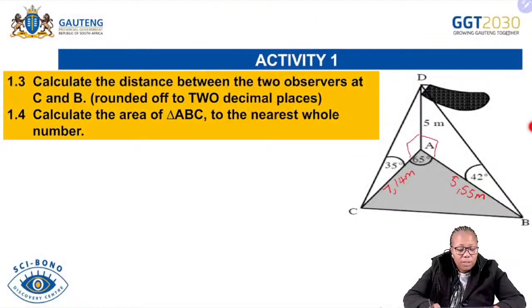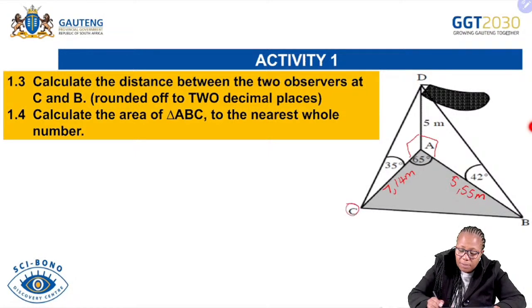Okay, grade 12. Let's see how far you went with this one. Let's start with 1.3. We were expected to calculate the distance between the two observers. And then your observers, remember, are C and B. At least it is also indicated to you that it's C and B. And then round off your answer to 2 decimal places. Now, we are looking at the length CB. And then can you see the CB lies in triangle ABC?